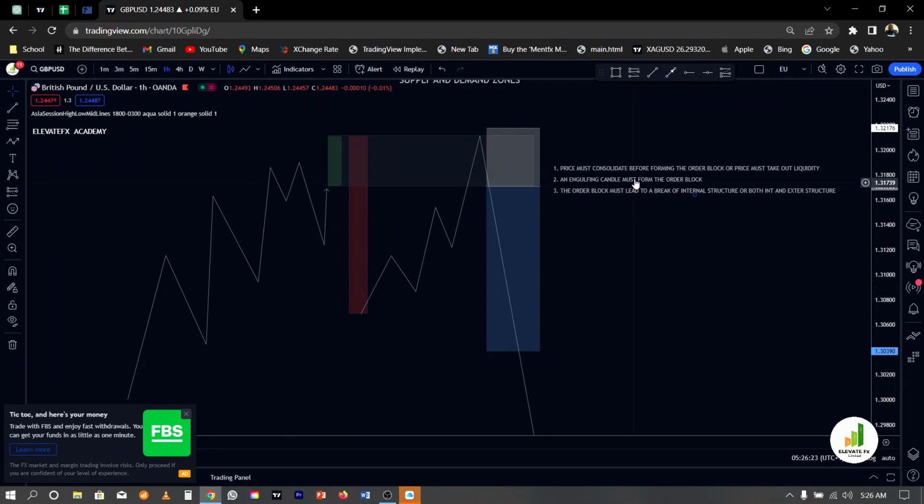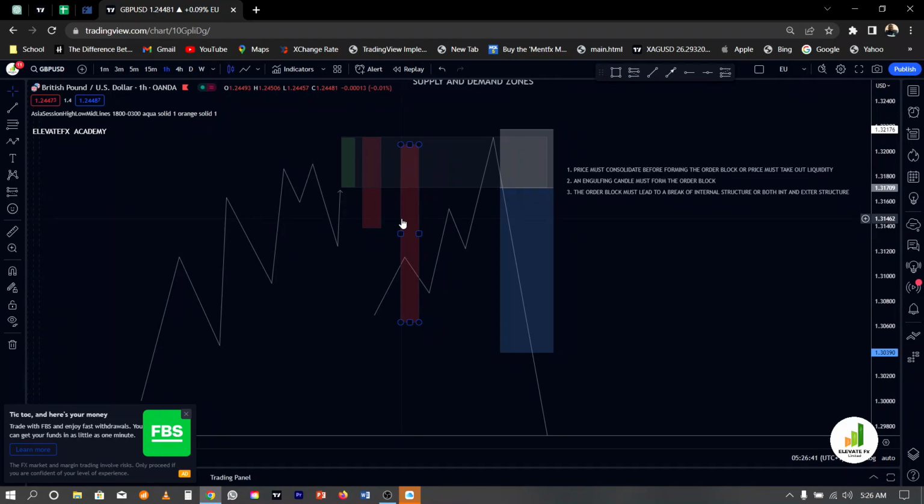I said an engulfing candle must form the order block, right? Now it doesn't have to be just one candle. You can see a heavy move, it could be 2 or 3 candles, right? You could see something like this. Let me give you an example. You could see something like this happen. Yeah, something like this. There are several variations, all right, but you just have to understand the concept. You have to understand what's happening here. That's what I want you to know.